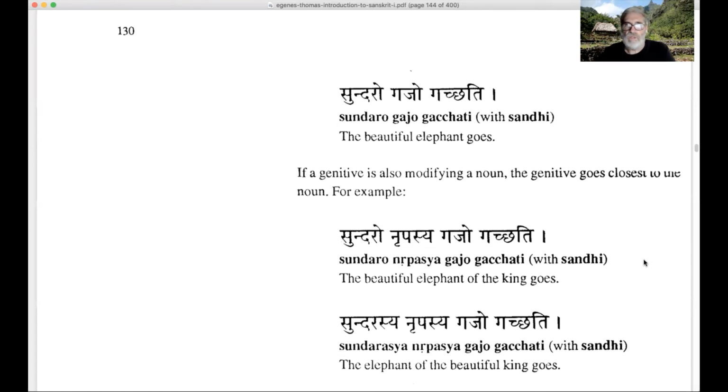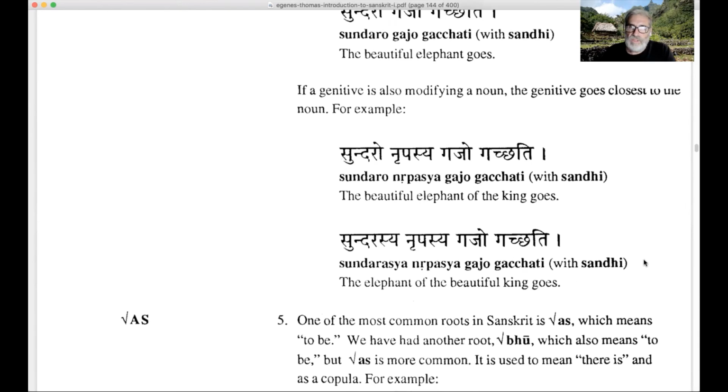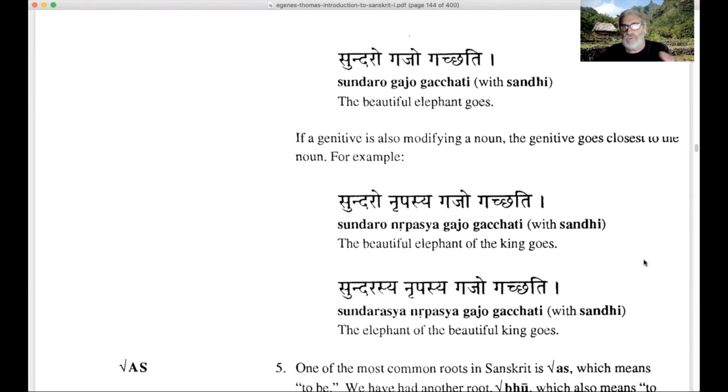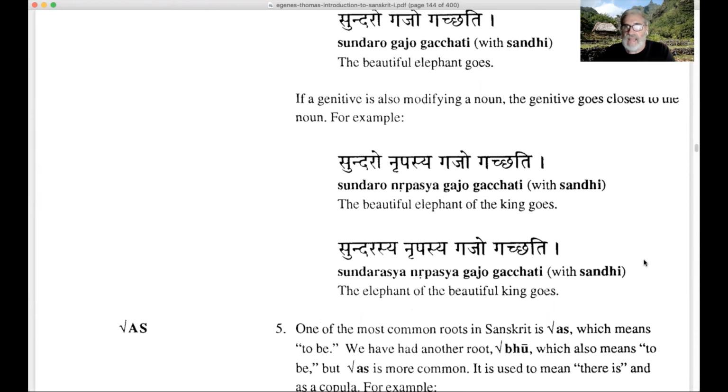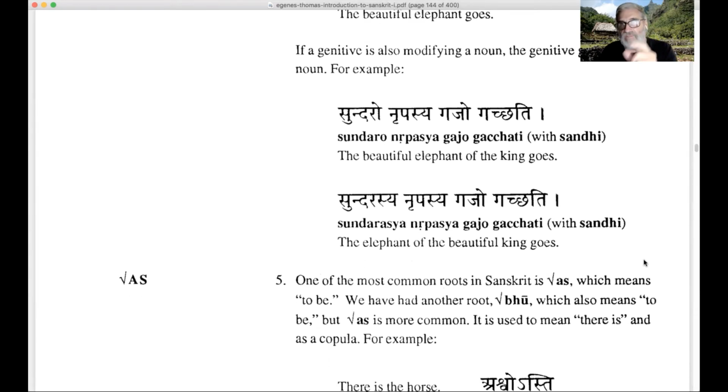The beautiful elephant goes. So if a genitive case is also modifying a noun, the genitive goes closest to the noun. The genitive goes closest to the noun. So let's take the same sentence, Sundaro Gajo Gachati, and let's add in it who the elephant belongs to. The elephant belongs to or is possessed by the king. The genitive singular of the A-ending masculine noun Ripaha is Ripasya. So we get Sundaro and Ripasya Gajo Gachati.